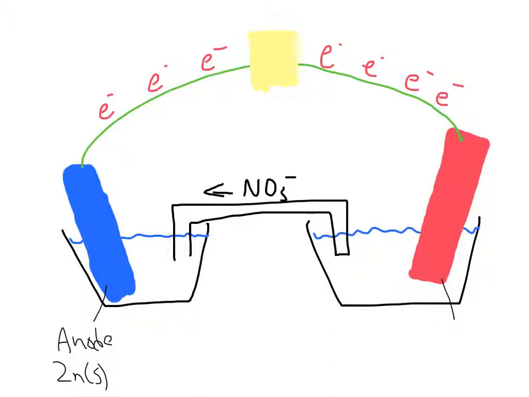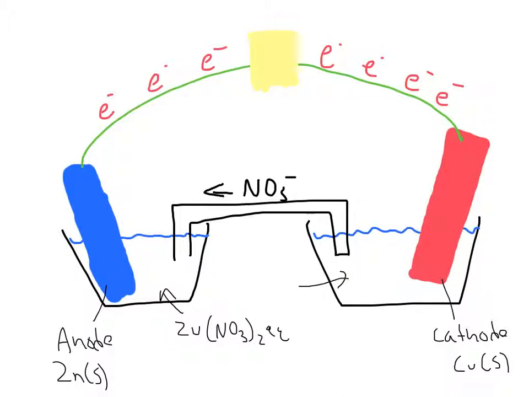Right here we have the cathode, and this is going to be copper solid. Now, these are in little beakers, and there's liquid inside. The liquid inside this beaker is going to be Zn(NO3)2 aqueous. Then in this one, it's going to be Cu(NO3)2.